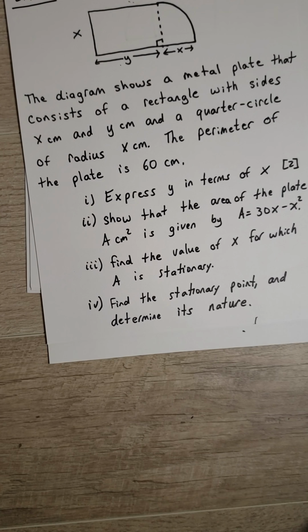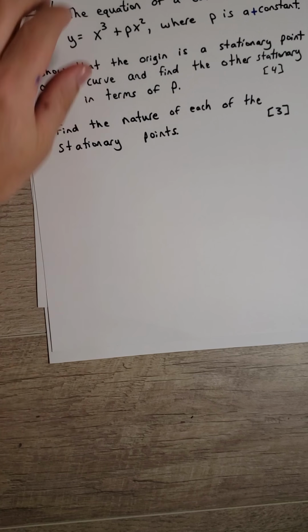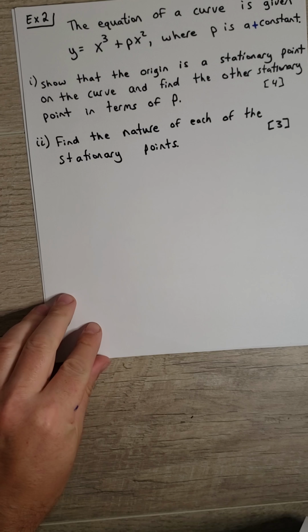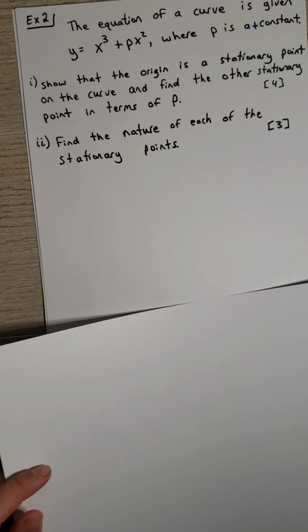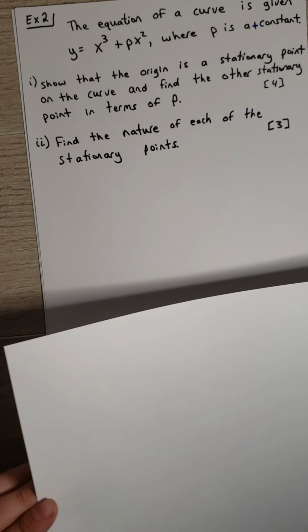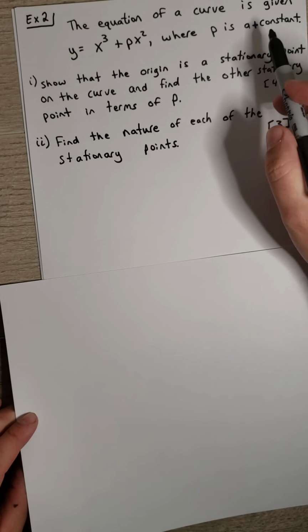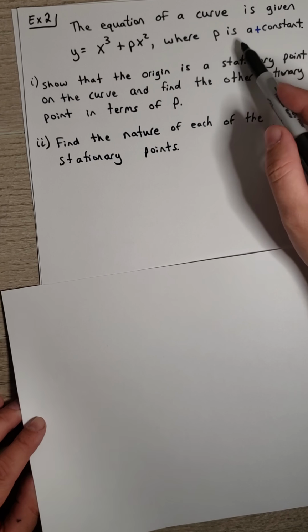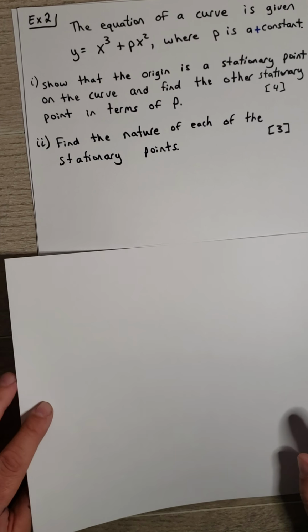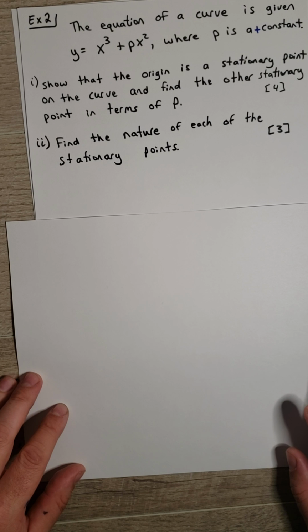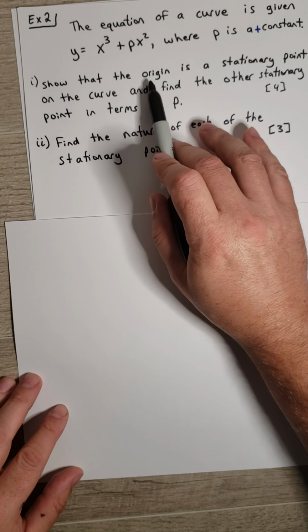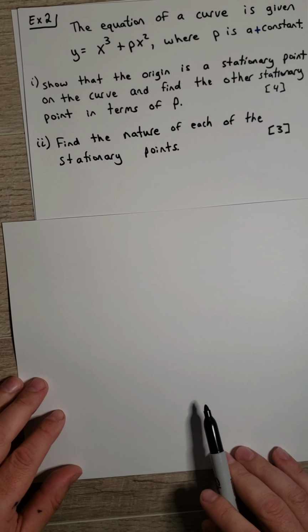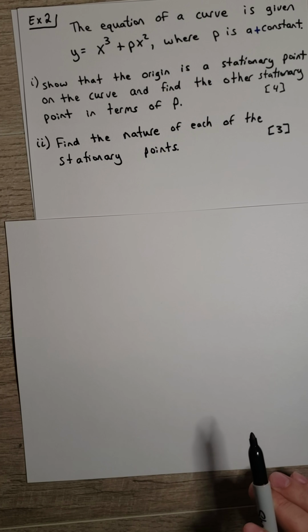Okay, so that was the first example. Now let's look at another example. The equation of a curve is given where y equals x cubed plus px squared, where p is a positive constant. Okay, that's a plus sign, so it means a positive constant. Show that the origin is a stationary point, so (0, 0), on the curve, and find the other stationary point in terms of p.